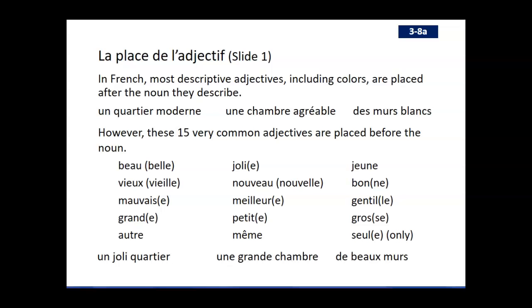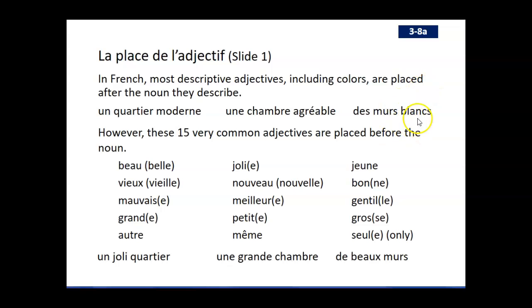But if I were to say des quartiers, like more than one neighborhood, adding an S to quartier, moderne is also going to have an S on it because they need to agree. Une chambre agréable, if I said des chambres agréables, like some rooms, I would change une to des, and I would add S to chambre, and I would also add an S to agréable, because I need to show that it agrees with chambre.